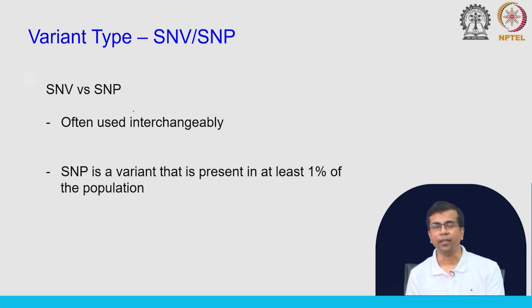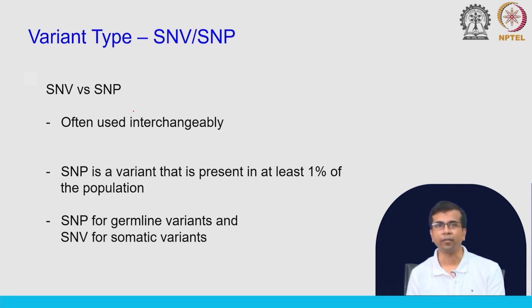But on the other hand, there is another convention. SNP is used for germline variants and SNV is used for somatic variants. So, what are these germline variants and somatic variants? We will discuss that in a moment in the next slide.